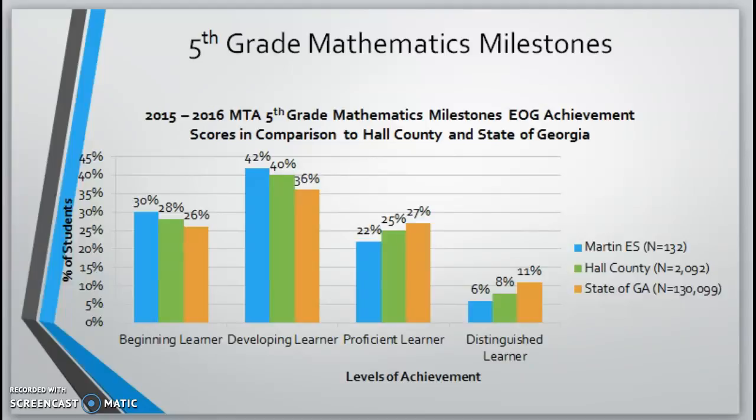As we narrow down our focus to the 2015-2016 fifth grade math Milestones end of grade achievement data, we see here that MTA students have a higher percentage of students in the beginning and developing performance levels than both Hall County and the state of Georgia. When looking at the proficient and distinguished performance levels, MTA students perform lower than both the county and the state. This data reinforces our need to take a closer look at math student achievement data at MTA.